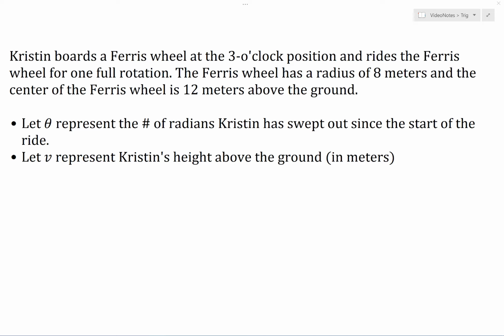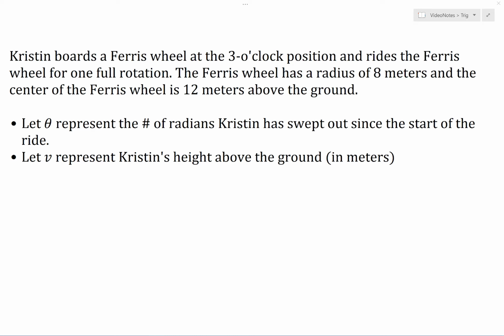Let's examine circular motion within an applied context. Suppose Kristen boards a Ferris wheel at the 3 o'clock position and rides the Ferris wheel for one full rotation. The Ferris wheel has a radius of 8 meters, and the center of the Ferris wheel is 12 meters above the ground. We will let theta represent the number of radians Kristen has swept out since the start of the ride, and we'll let v represent Kristen's height above the ground in meters.